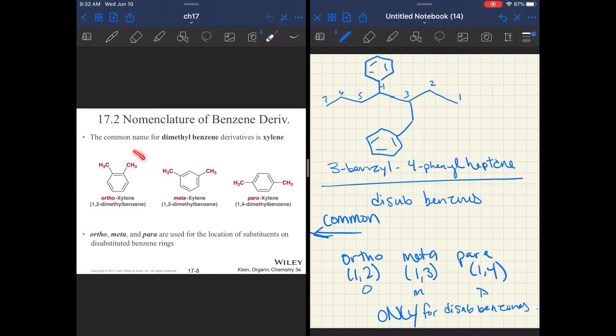So there are several ways you could name these guys. It could be orthoxylene, o-xylene, 1,2-xylene, orthodimethylbenzene, o-dimethylbenzene. And the same could be said for the meta and the para isomers.